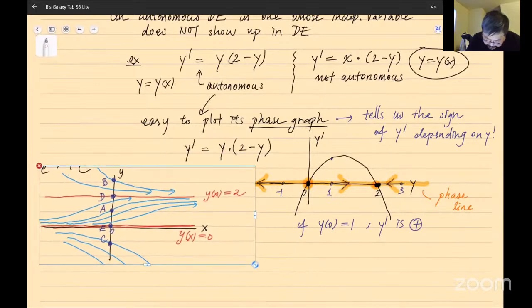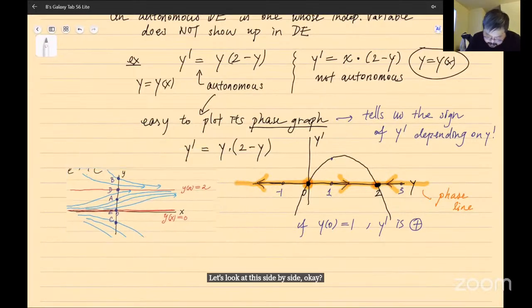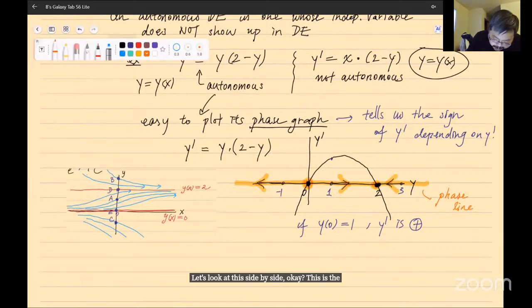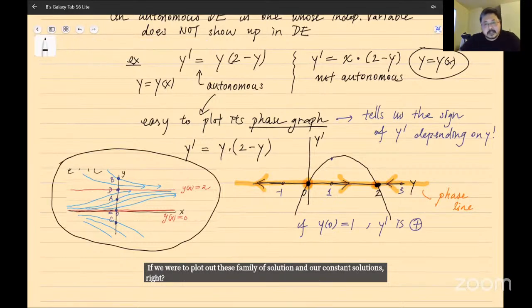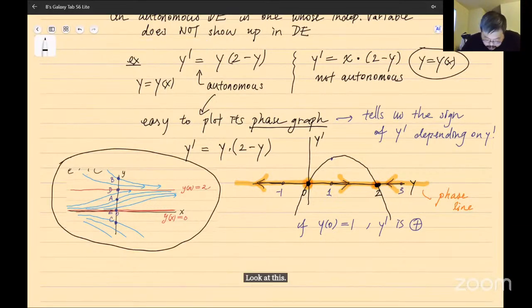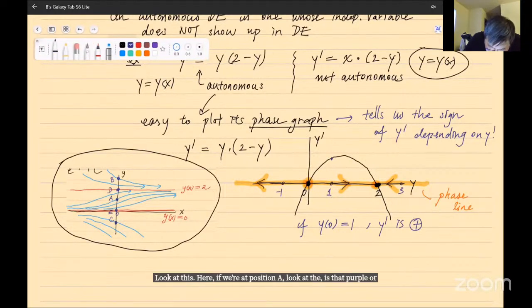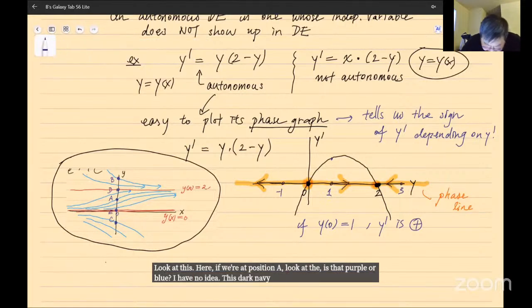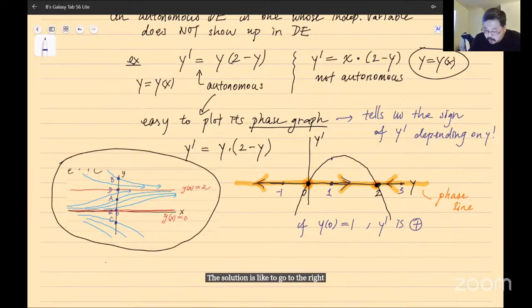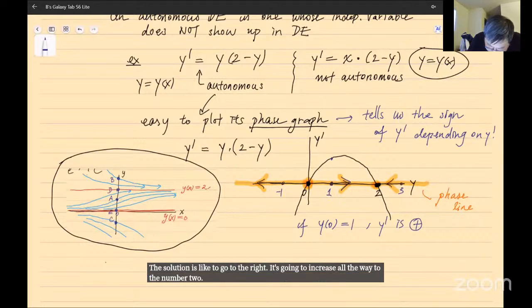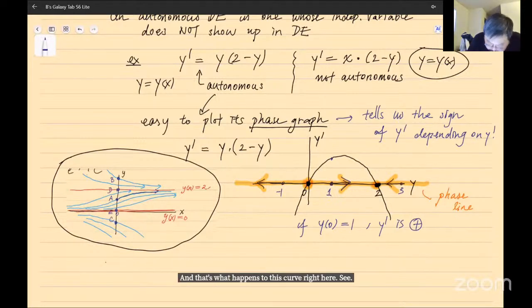Let's look at this side by side, okay? This is the picture that we had earlier if you were to plot out these family of solutions and our constant solutions. Look at this. If we're at position A, this dark navy color, A is a number between 0 and 2. So if it's between 0 and 2, the solution is going to go to the right. It's going to increase all the way to the number 2. And that's what happens to this curve right here. See, it has a limit of 2. You see that?